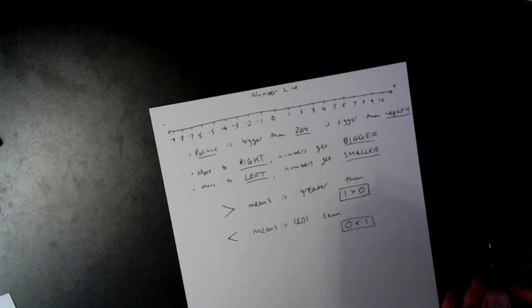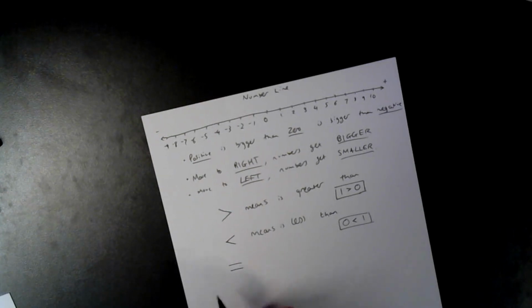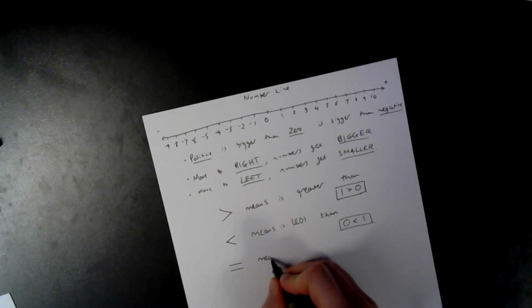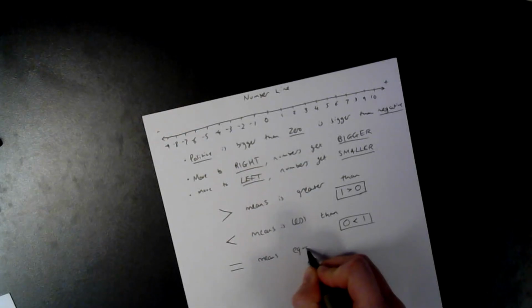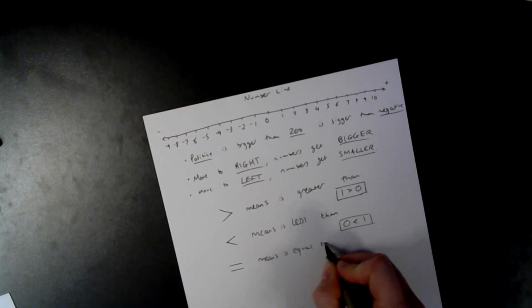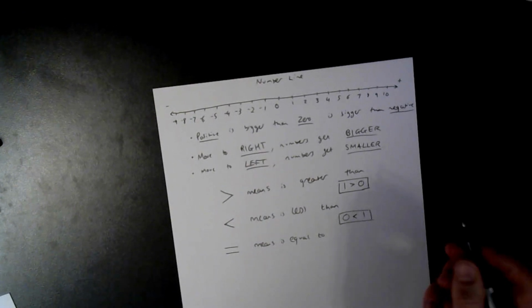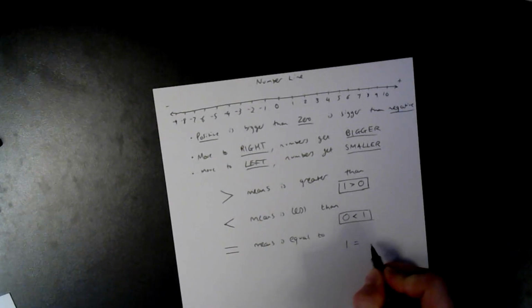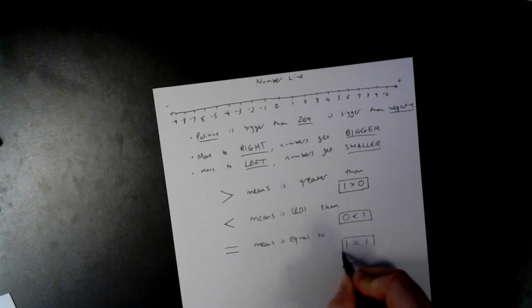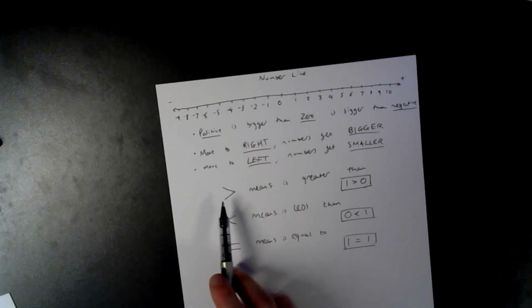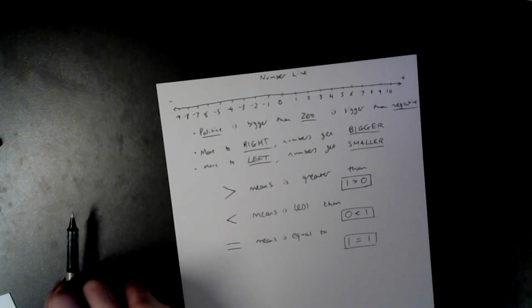And then we have one final symbol, which is made up of two lines, horizontal, straight across the page, next to each other. And that means equal to, or is equal to, or is the same as. That's just when you have two numbers that are exactly the same. So 1 is equal to 1. So they are our three comparison symbols. We've got greater than, less than, and equal to.